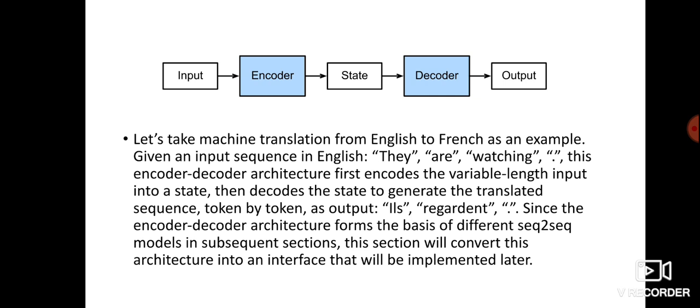in English, "They are watching." This encoder decoder architecture first encodes the variable length input into a state, then decodes the state to generate the translated sequence token by token as output. Since the encoder and decoder architecture forms the basis of different sequence to sequence models in subsequent sections, this section will convert this architecture into an interface that will be implemented later.